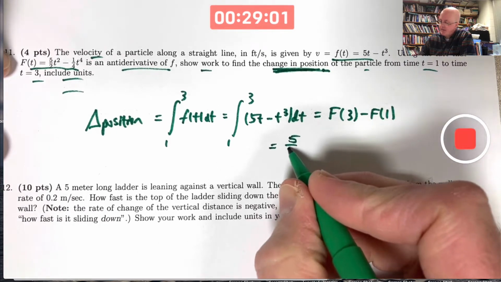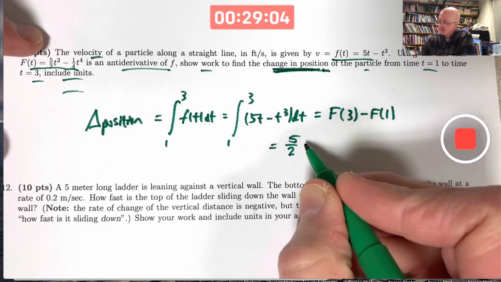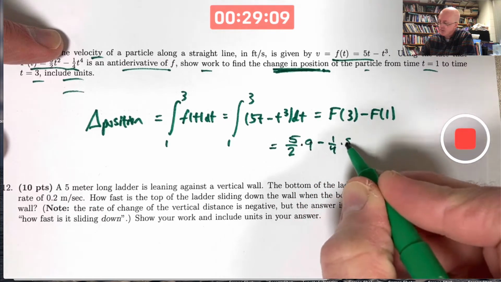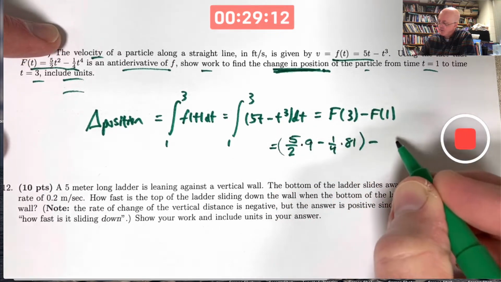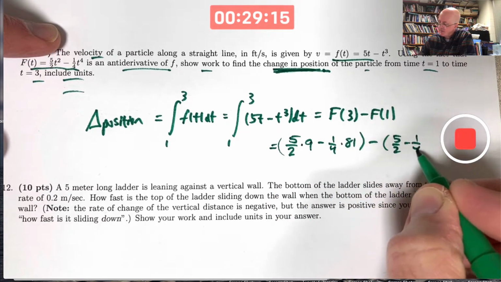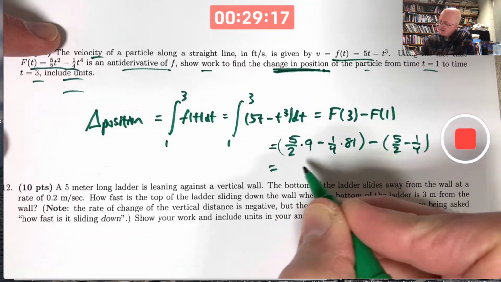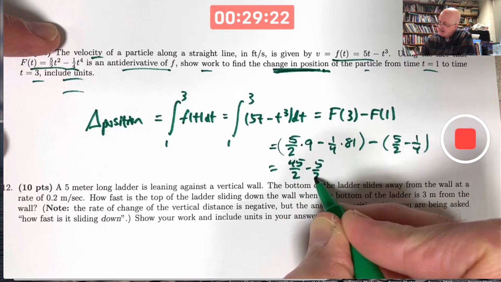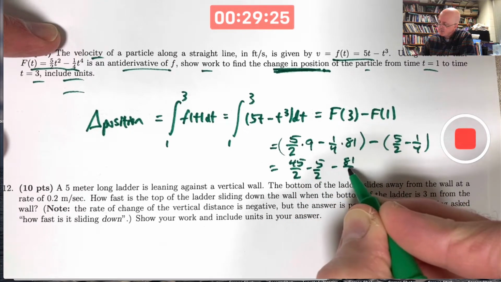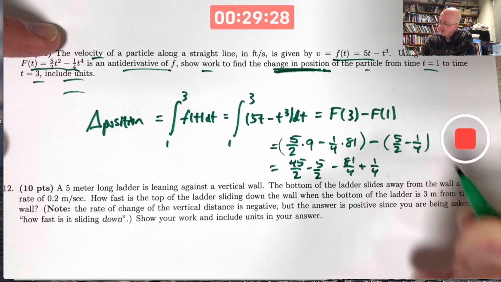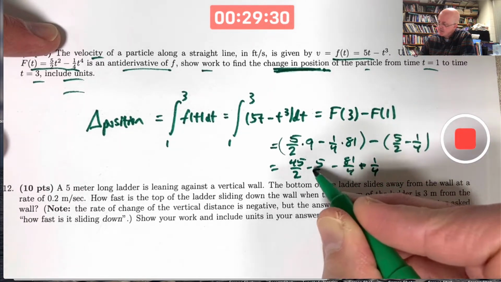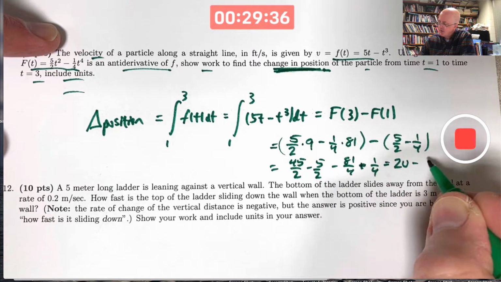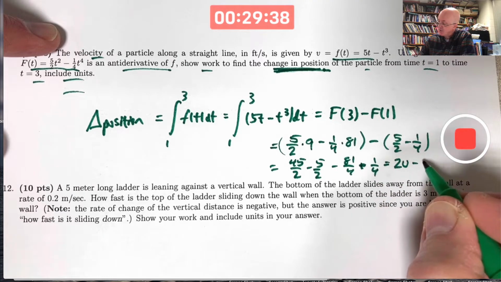So plugging in the numbers, 5/2 times 3 squared is times 9, minus 1/4 times 3 to the 4th is times 81. That is F of 3. F of 1 is going to be 5/2 minus 1/4. All right, so we're going to get, let's see, 45/2 minus 5/2, and also a minus 81/4 plus 1/4, right? The two negative signs make a plus. So this becomes 40 over 2, which is 20, and minus 80 over 4, which is also 20.